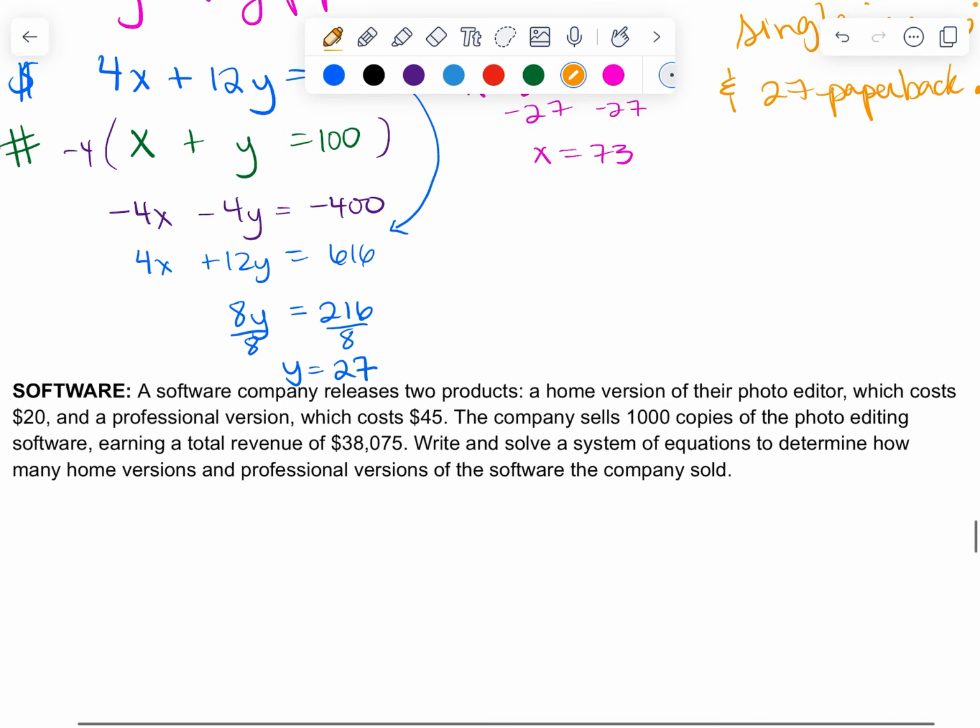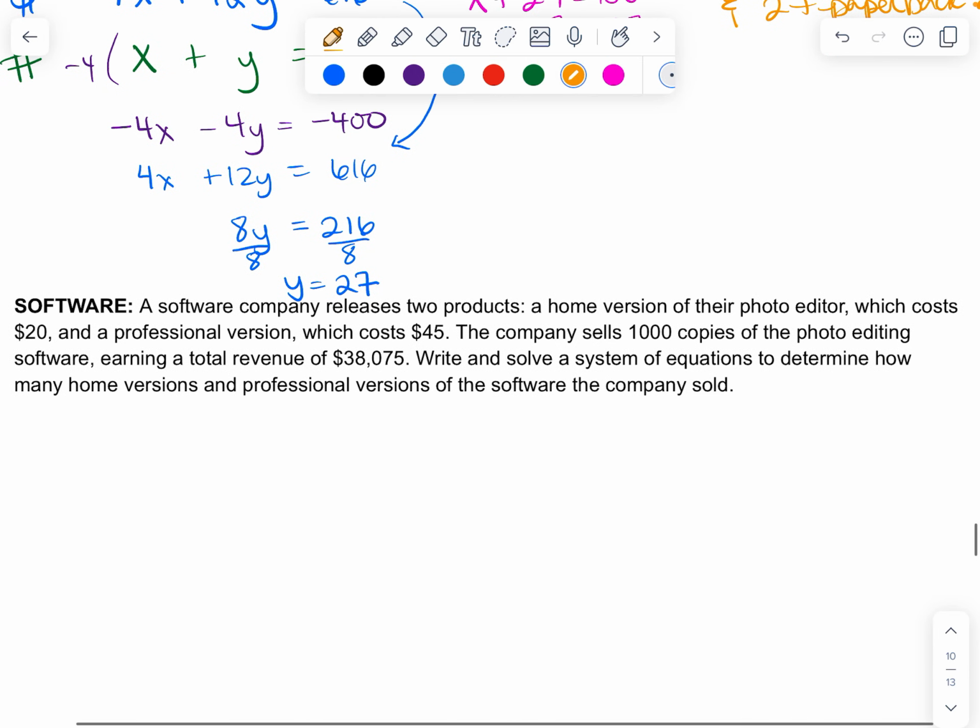Okay, so let's do this again. Okay, one last problem. A software company releases 2 products. Oh, they're already telling us that there are 2 products. A home version of their photo editor, which costs $20, and a professional version, which costs $45. So it's already telling us our 2 items. The company sells 1,000 copies of the photo editing software, earning a total revenue of $38,075. Write and solve a system of equations determining how many home versions and how many professional versions.